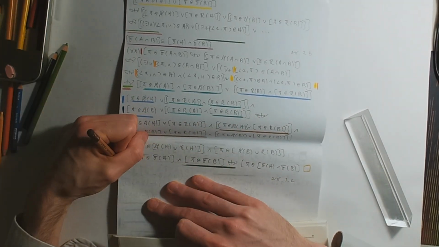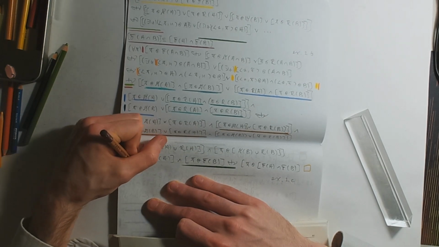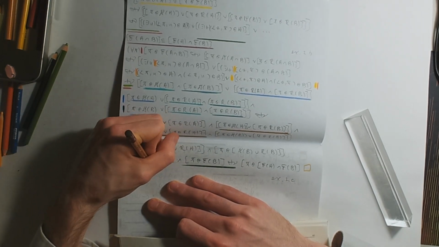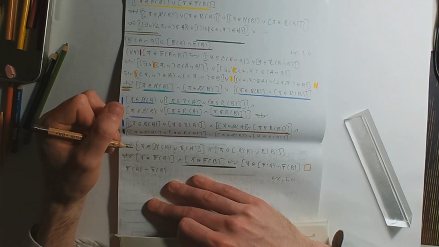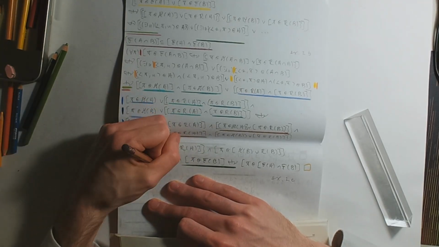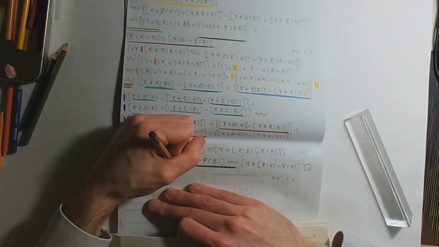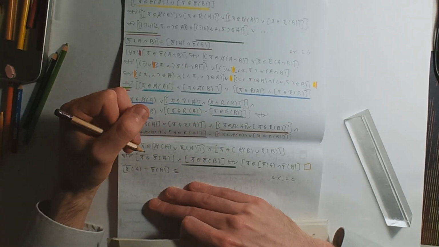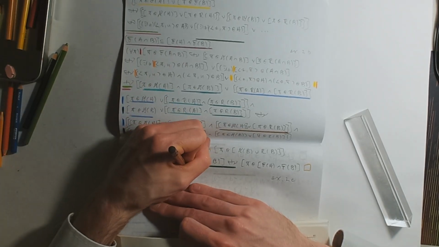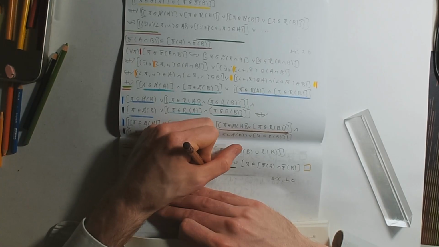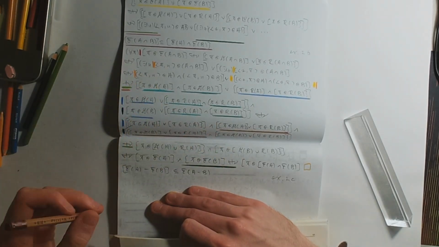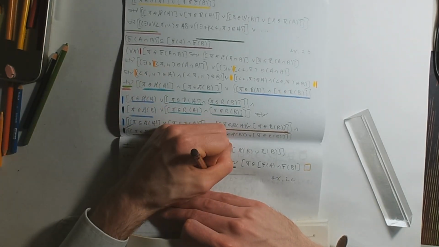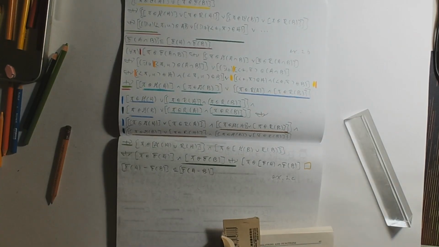Alright, so the field of A minus the field of B is a subset of the field of A minus B. Okay. Sure, let's find out.